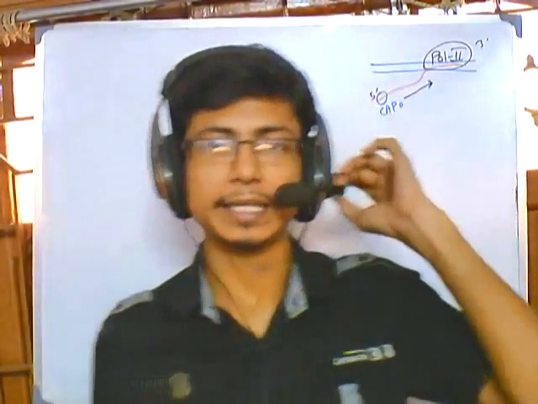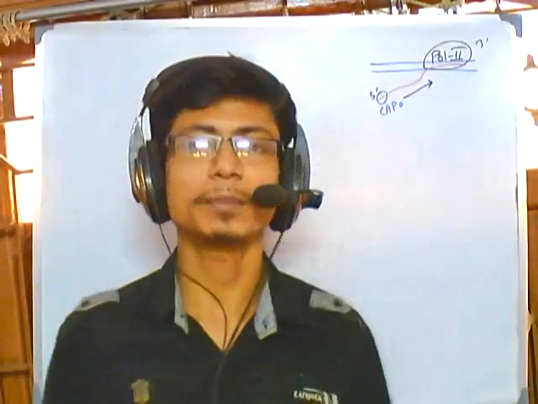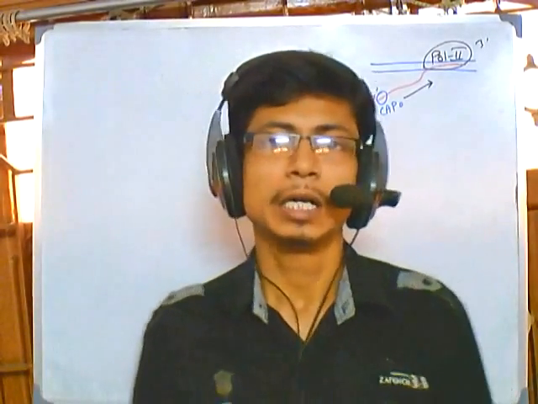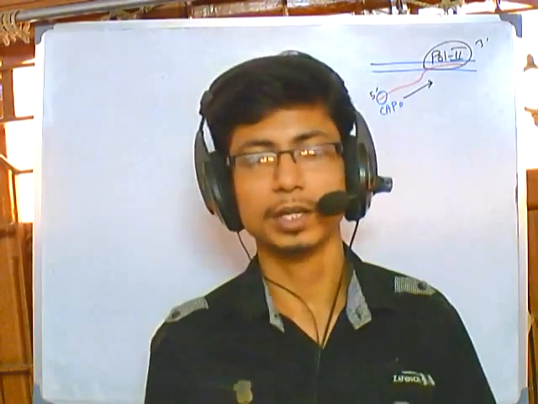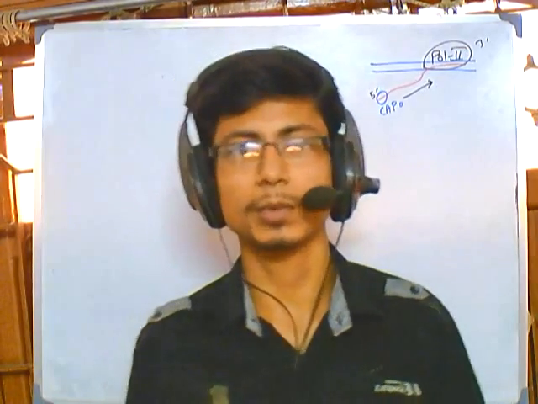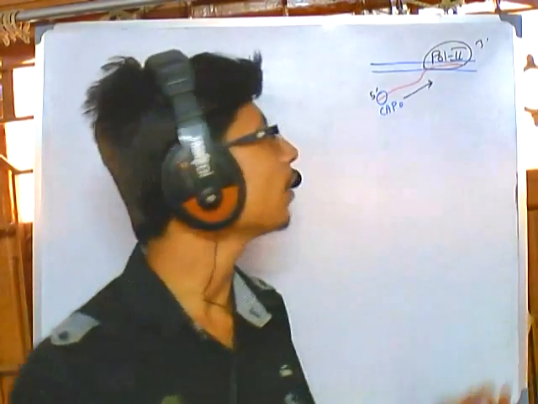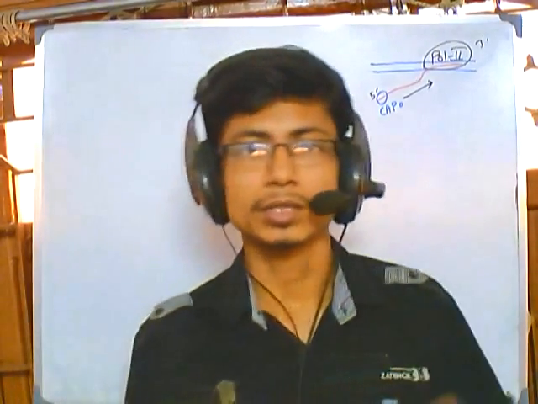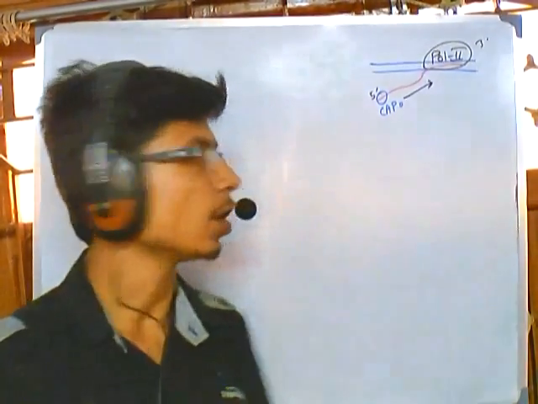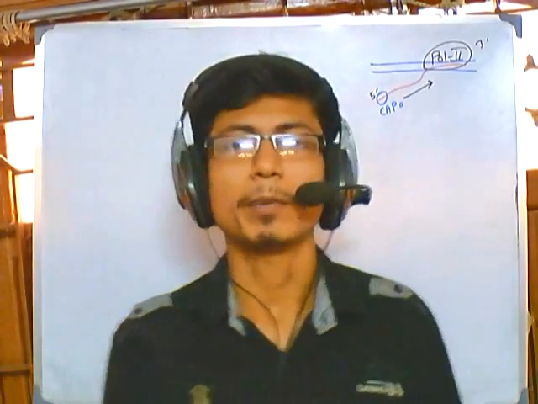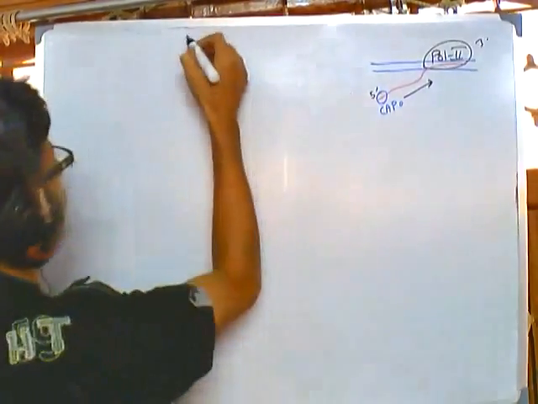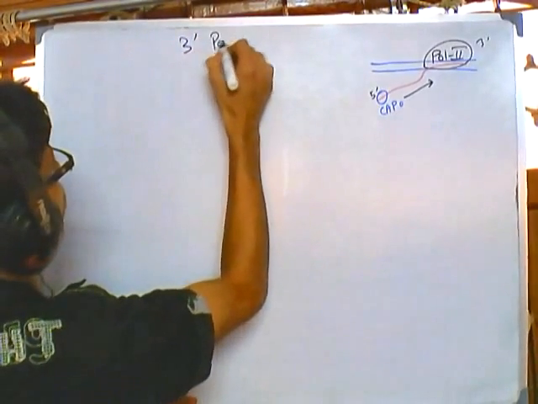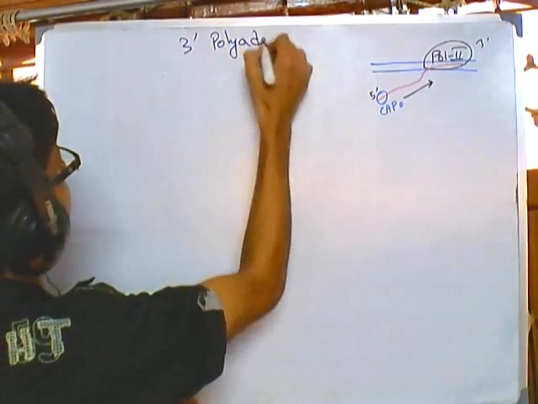Welcome back, guys. In previous videos we have talked about the 5 prime capping, which is a part of the co-transcriptional modifications. And in this video we'll be talking about another very common co-transcriptional modification, and it is called 3 prime polyadenylation.